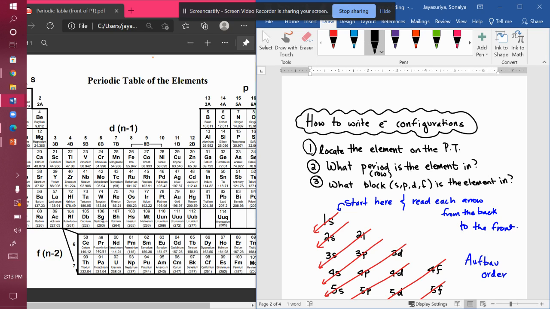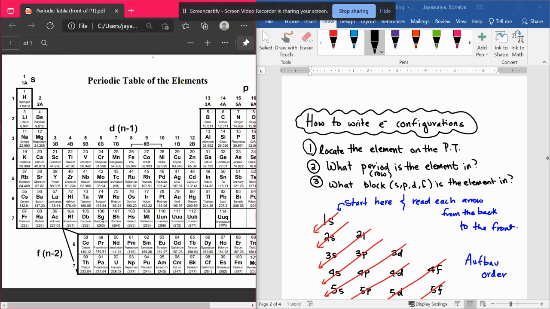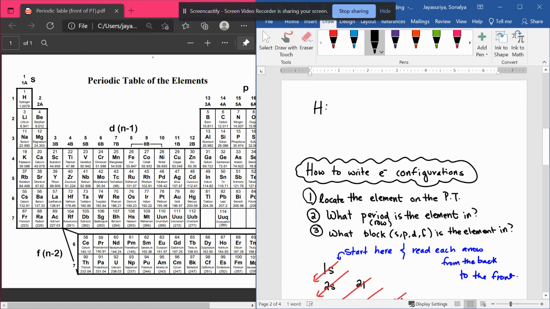Okay, so there are three things you need to know when you are starting electron configurations, and they are listed right here. They're also in your PowerPoint, okay? So the first thing you're going to do is you are going to locate the element that you want on your periodic table, okay? So we're going to start with the simplest element, which is why I wrote hydrogen up here.